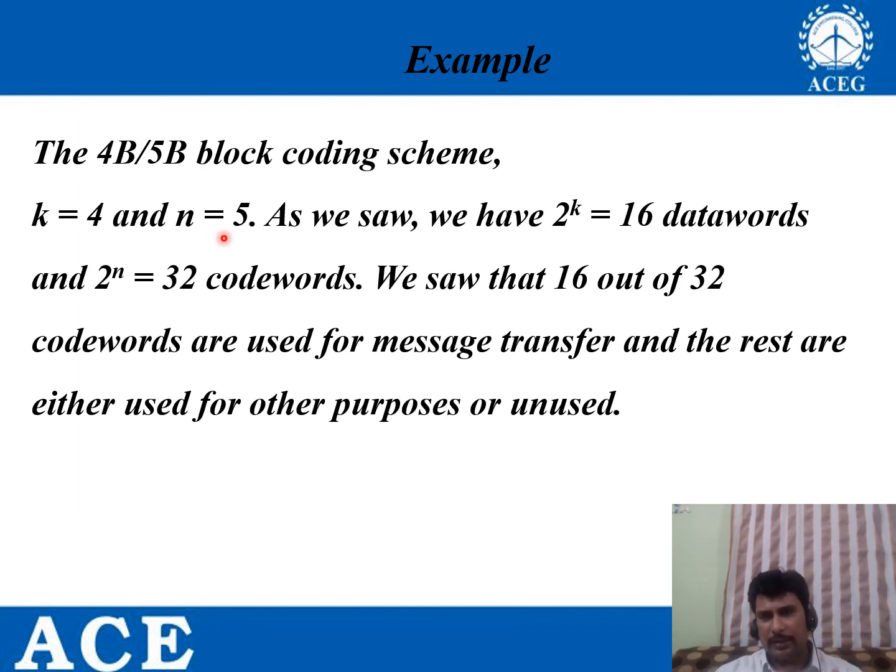But for one data word, there will be only one valid code word. So for 16 data words, we just require 16 code words, but here we have 32 code words. So here what we can say is 16 out of 32 code words are used for message transfer, and the rest are used for other purposes, or might be unused. Got it?